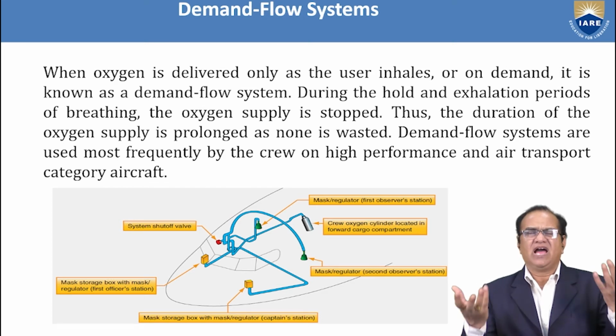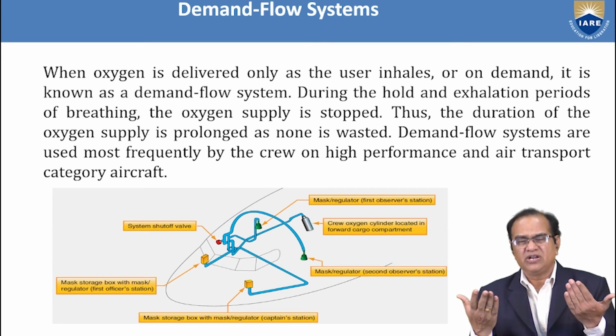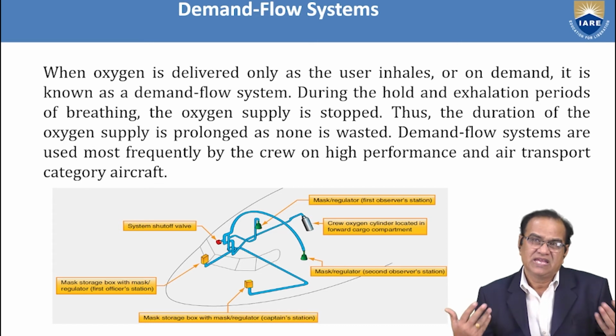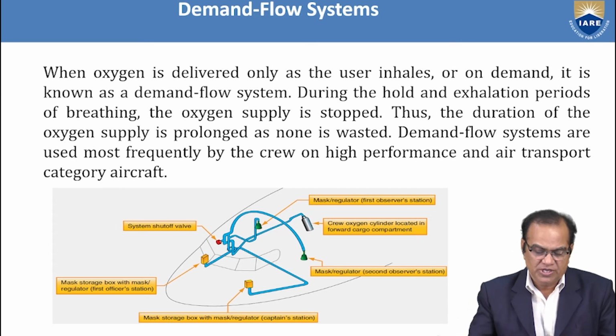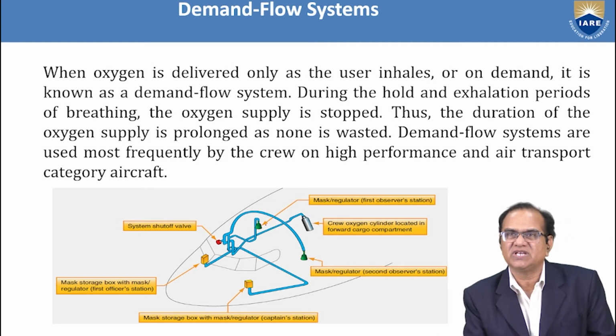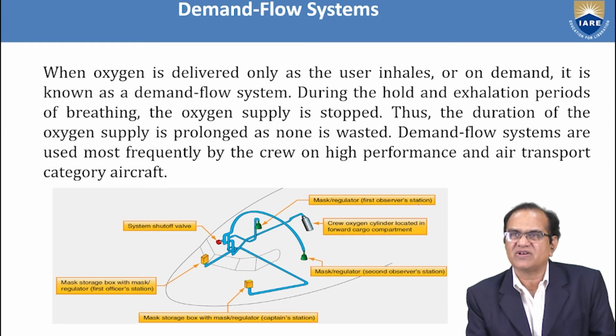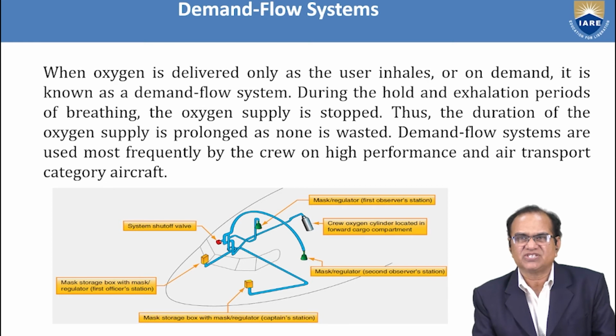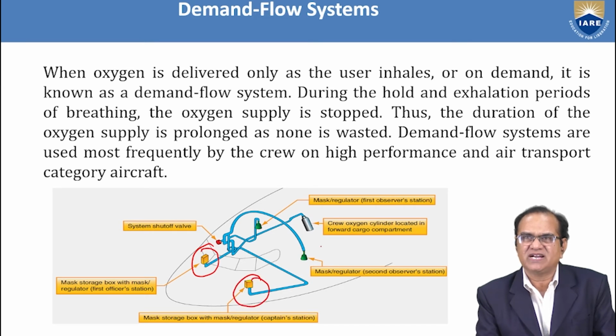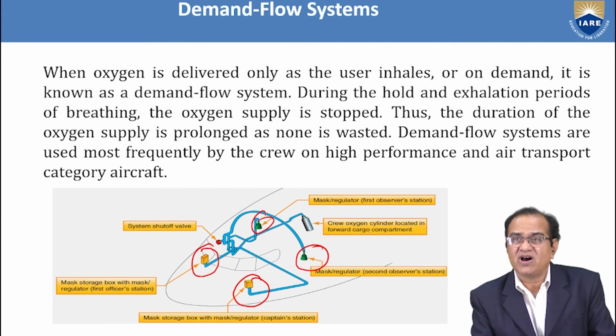So pilots, as and when they want, inhale and exhale. During inhaling, oxygen will go. During exhaling, oxygen will not come. You can see here I have shown a diagram. If you see, this is a mask regulator, first observer station, crew oxygen cylinder located in the forward cargo compartment, mask regulator, second observer station, mask storage box with mask regulator, captain station, and the first officer station. So this is one pilot, this is another pilot, and these are the observers. This is the cylinder located in the forward cargo, and from this cylinder the system is coming.